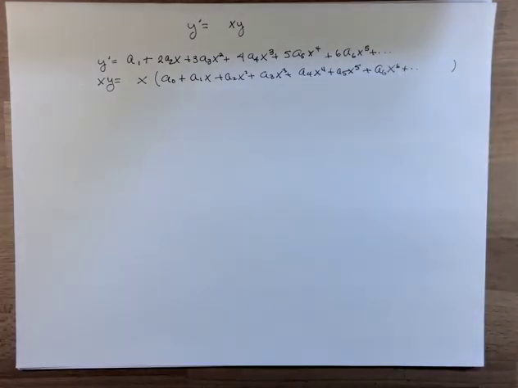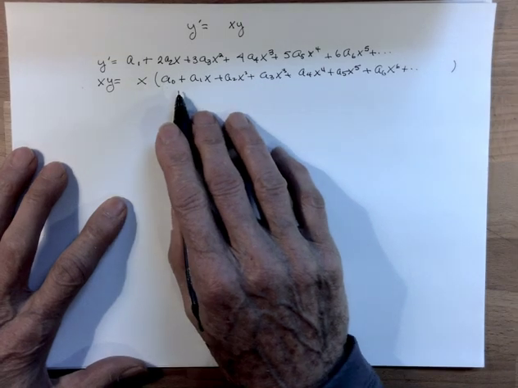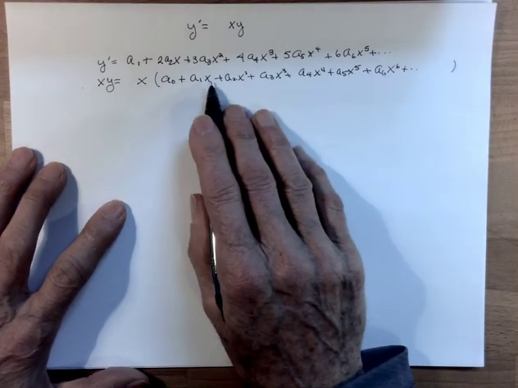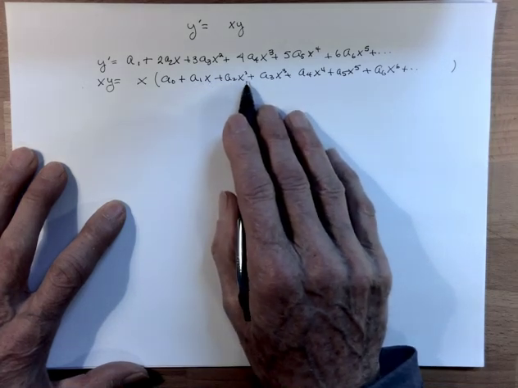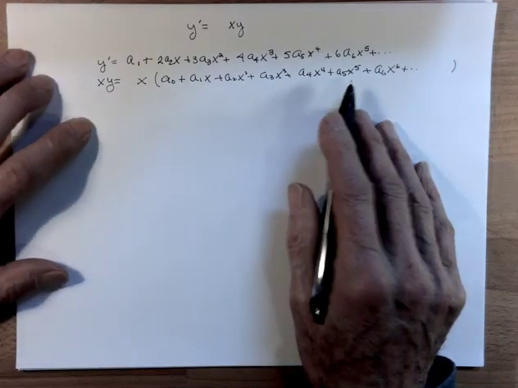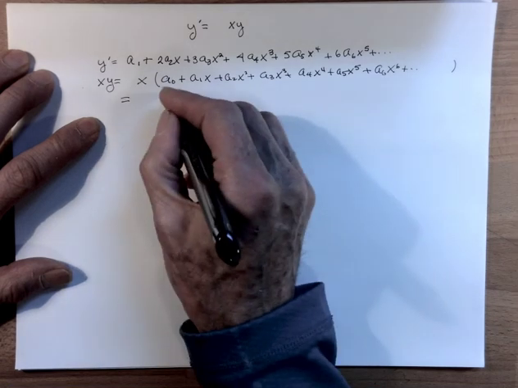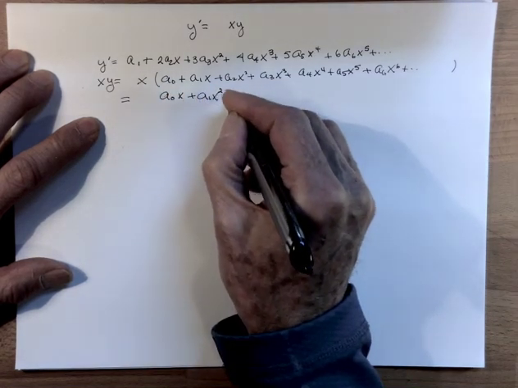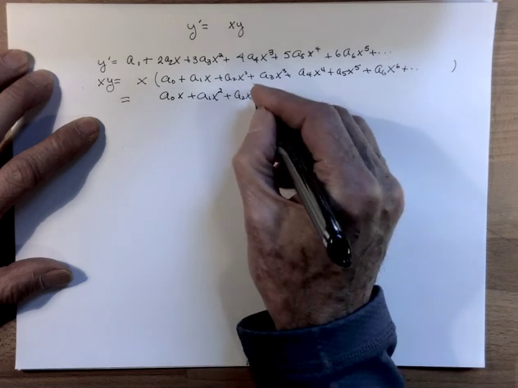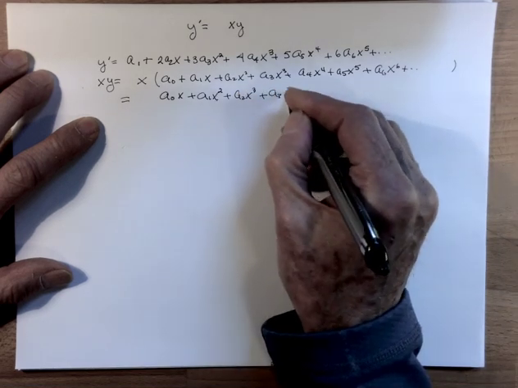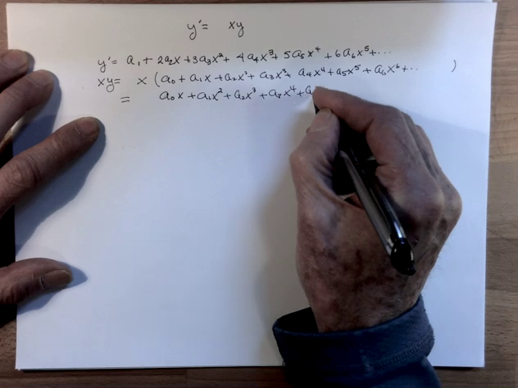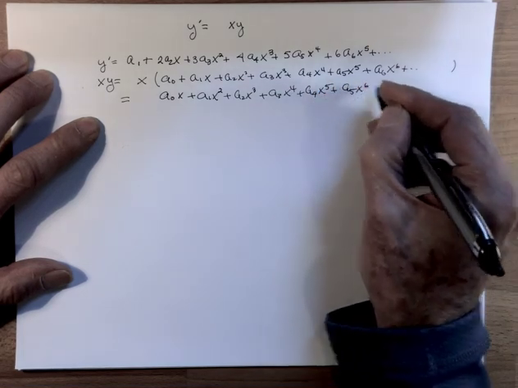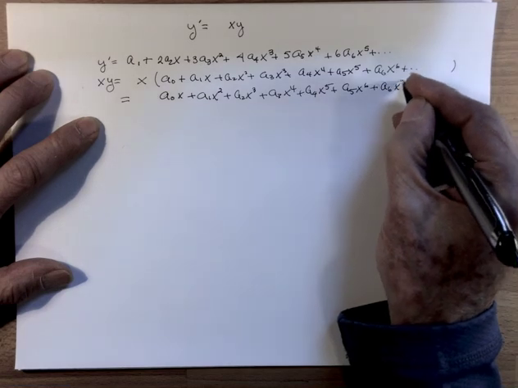And I'm going to multiply through by x. Each of these powers of the y is going to go up by 1. So the a0 is going to have an x, the a1 is going to have an x squared, the a2 is going to have an x cubed, the a3 is going to have an x fourth. Let's just write that out. So it's a2 x cubed plus a3 x to the fourth plus a4 x to the fifth plus a5 x to the sixth plus a6 x to the seventh.